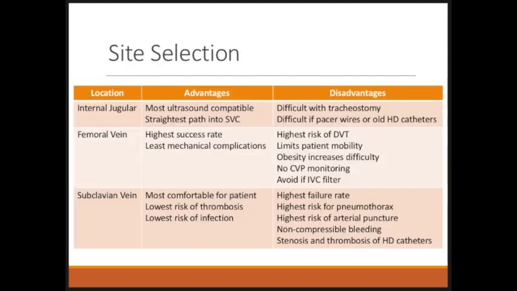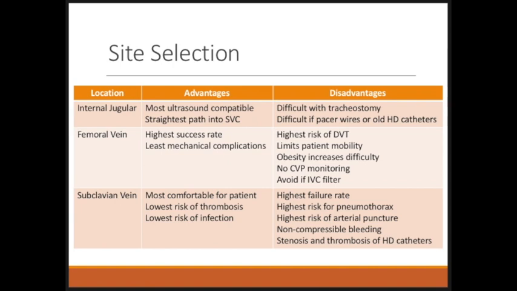So how to choose which vein to insert the catheter? The internal jugular vein is the most commonly selected because it's the most ultrasound compatible vein and it's the straightest path to the superior vena cava when coming in from the right internal jugular vein. Femoral vein is a good backup option. There's a very high success rate and very low mechanical complications because it's hard to pop the lung while you're inserting a needle into the leg.